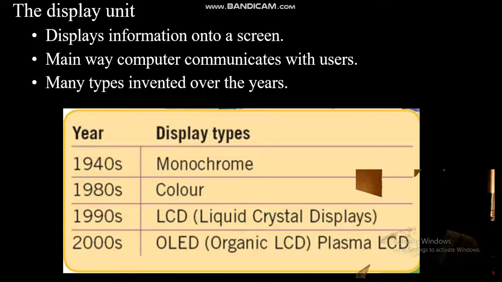They started in the 1940s with monochrome, that's the first one they developed, and then in the 1980s they started to develop colored ones. In 1990 we have the liquid crystal display, that's the upgrade on the colored one, and then they're almost up to a 3D version. Then we have the plasma LCD, and then organic LCD. So I guess we will stop here for this class.